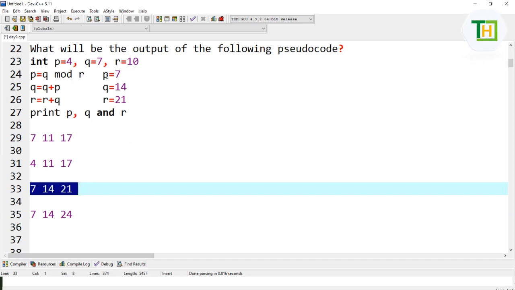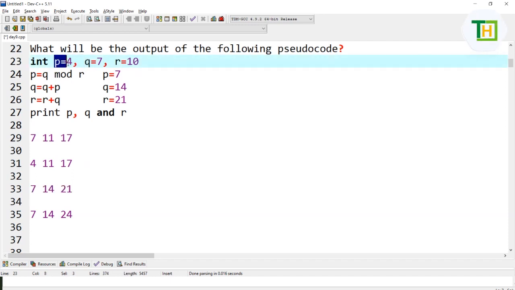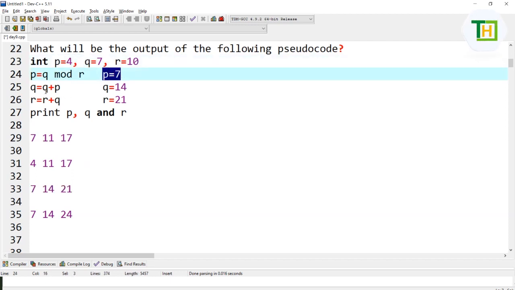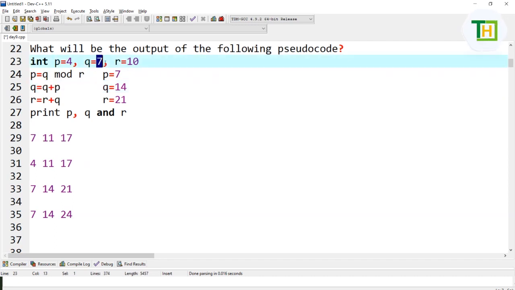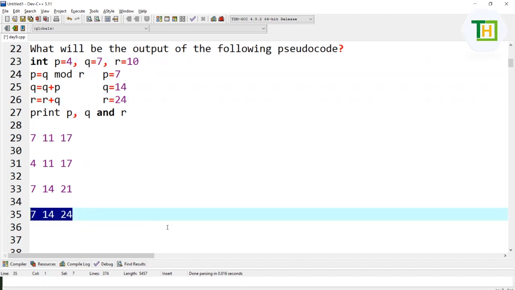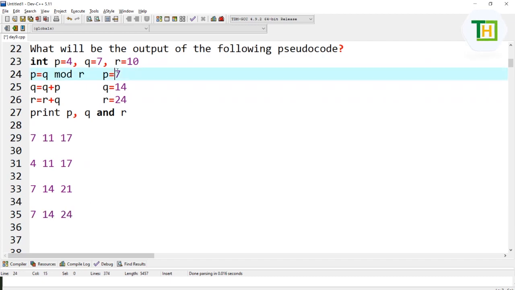Clear, everyone? Here the P value is modified. P value is not 4, right? P value is modified as 7. Then P plus Q. Q value is 7 and P value is modified as 7. 7 plus 7 is 14. So the Q value is going to be 14, right? What is the R value? R value is 10. 10 plus Q value 14 becomes 24. The answer is the last value. 7, 14 and 24 is the answer. Clear, everyone?